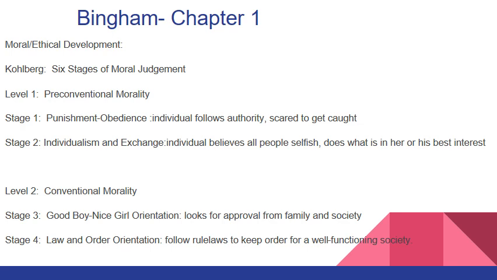Another interesting theory is Kohlberg's 6 stages of moral judgment. This helps explain how children develop their morality and ethics. Level 1 involves pre-conventional morality. The first stage of this level involves punishment and obedience. During this sense of morality, children follow authority and they do things because they're scared to get caught.